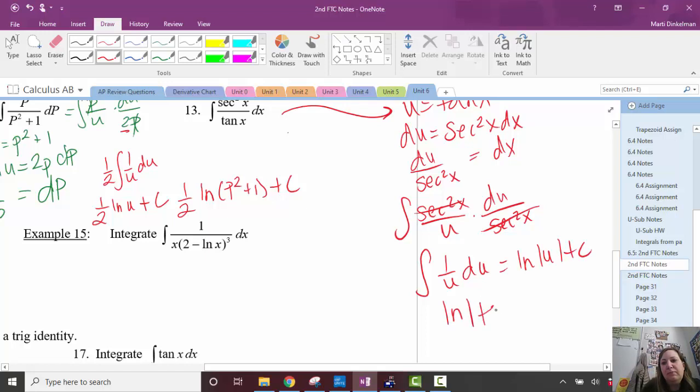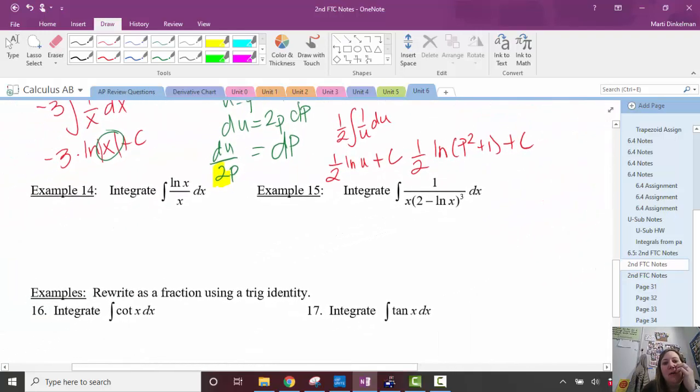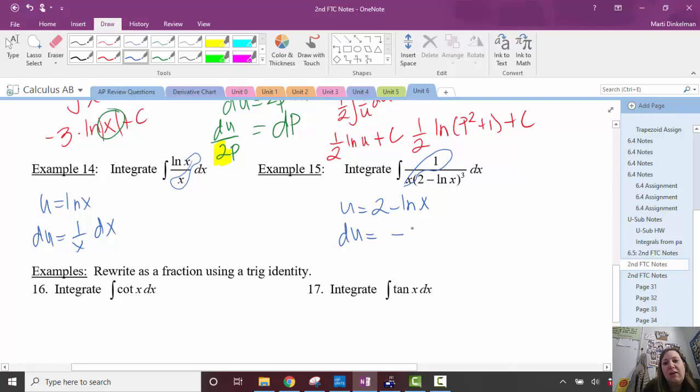Okay, so 14 and 15 are also going to be u subs because I just want you to see this 1 over x on both of them. I know there's not a 1 to circle there for number 14, but the derivative of natural log of x is 1 over x. So I see a function and its derivative in there. And the same thing for 15. If u is just that 2 minus natural log of x, then du is negative 1 over x dx. So again, just noticing after you take the derivative that something is going to cancel eventually.